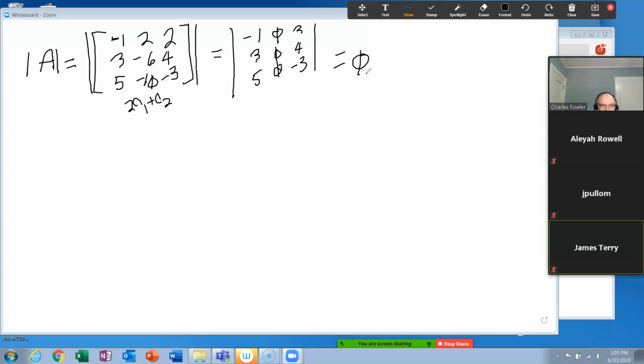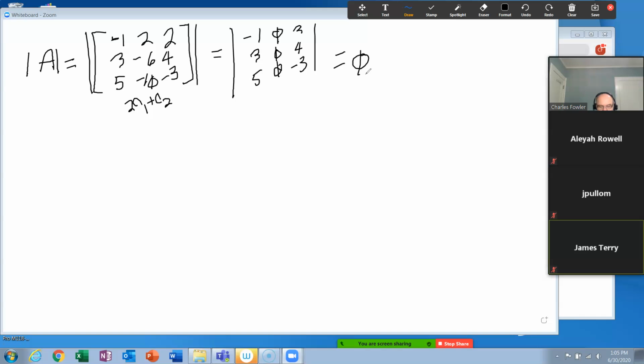My battery's going to go on my watch, but I still have time on my computer. It's 1:05. We've got 10 minutes. Let's see if we can do matrices and zero determinants. Top of page 121.